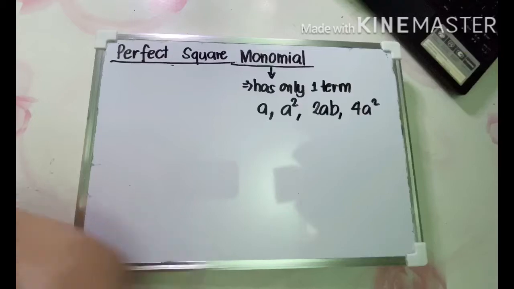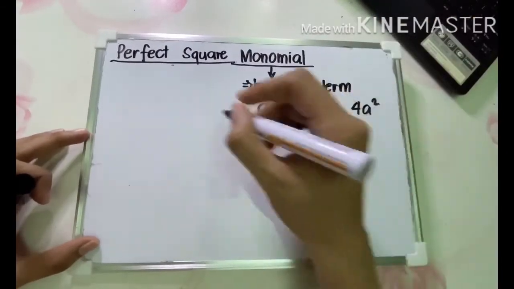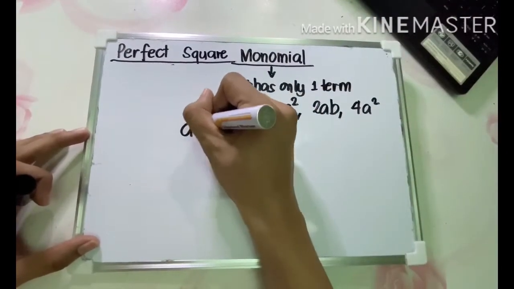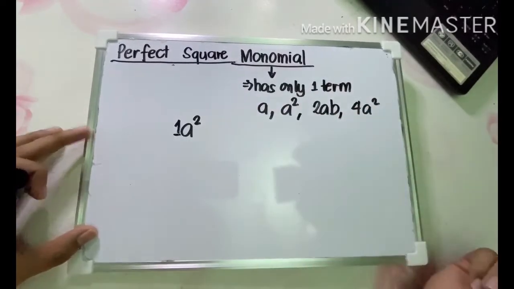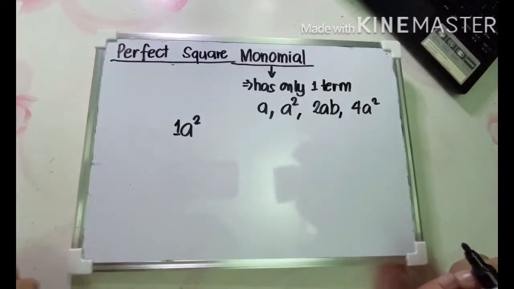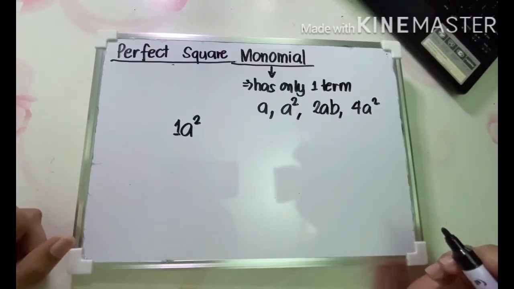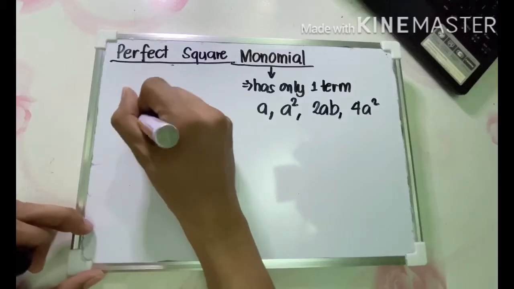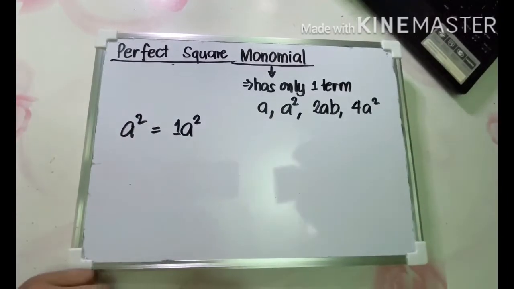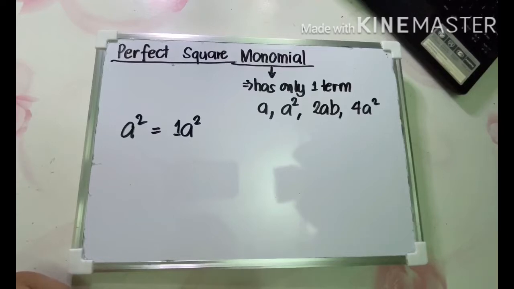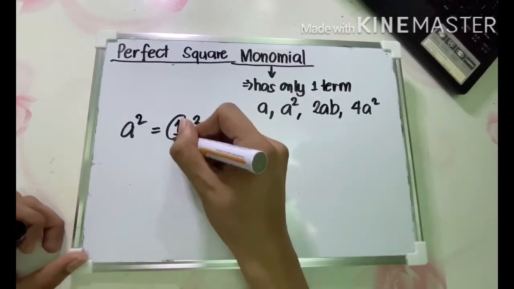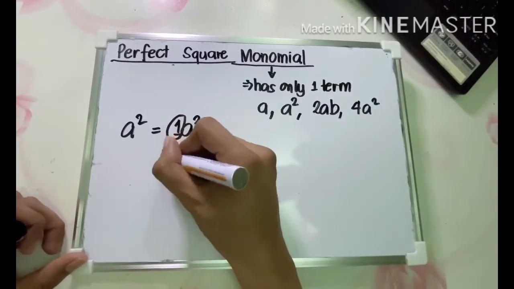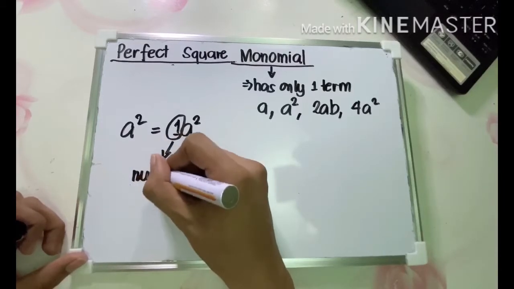Let's try a squared. If we complete that one, there's 1 there. So don't worry if I write 1, because 1a squared is equal to a squared. Okay? So a squared is just equal to 1a squared. According to the rule, a monomial can be a perfect square if the numerical coefficient, so here 1 is the numerical coefficient, is a perfect square.